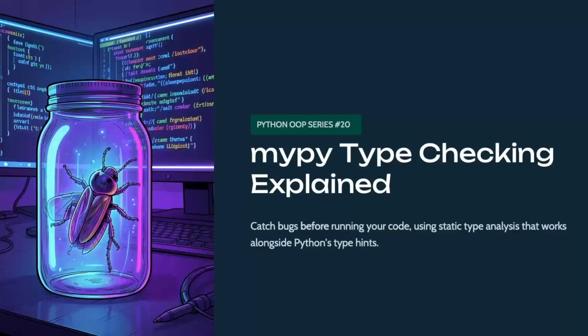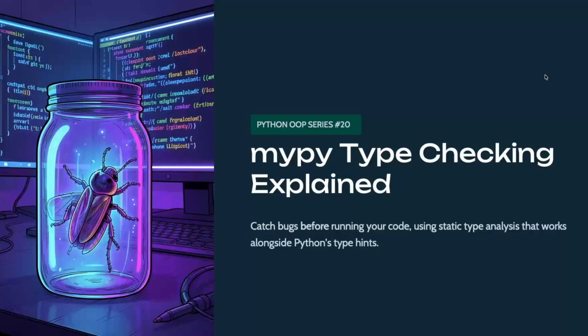If Python ignores type hints, how do professional teams actually use them to prevent bugs? The answer is a tool called MyPy. MyPy is a static type checker that reads your type hints and finds type-related mistakes before your code even runs. In this video, we'll learn what MyPy is, how to install it, how to use it, and why it's become a standard tool in modern Python development.